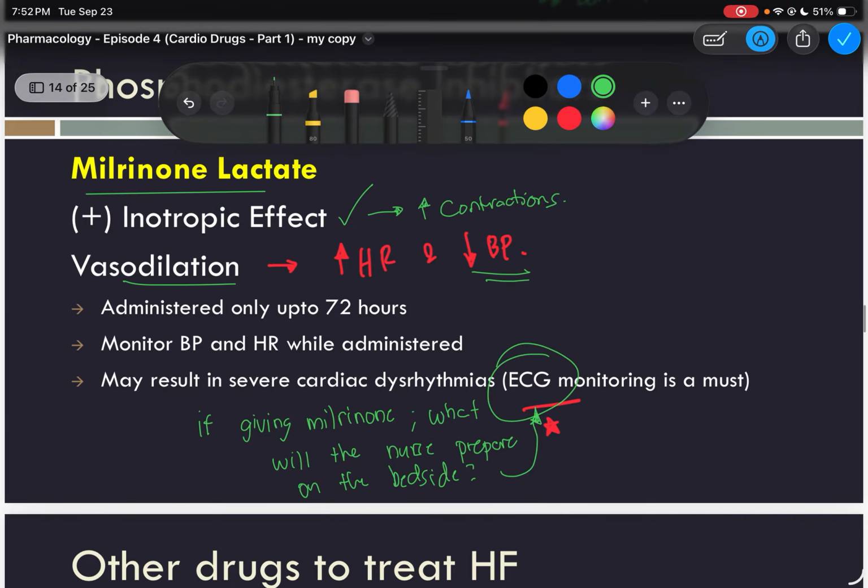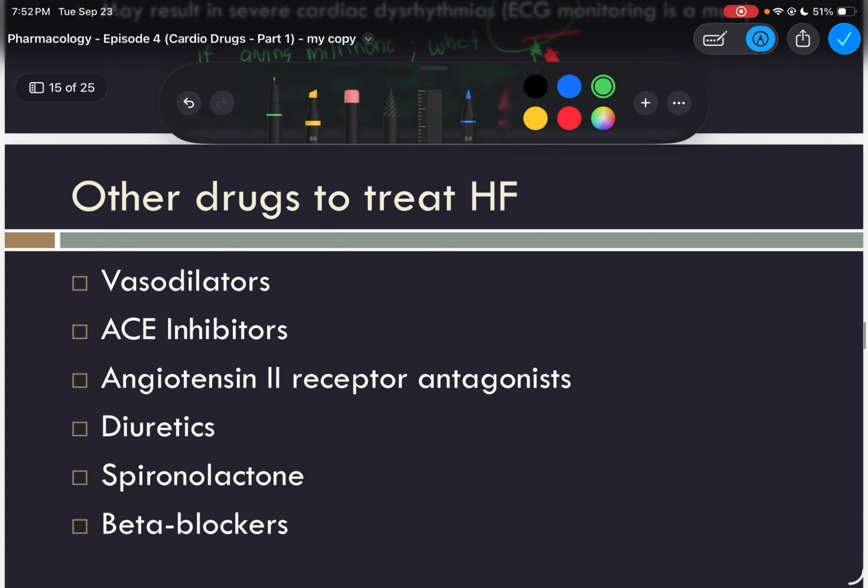Okay? And then, there are other drugs to treat heart failure: vasodilators, ACE inhibitors, angiotensin II receptor blockers, diuretics, spironolactone, and beta blockers. Although we will not discuss this today because these are antihypertensives. So we will discuss this on, I think, the last meeting of cardio. The last meeting of cardio.